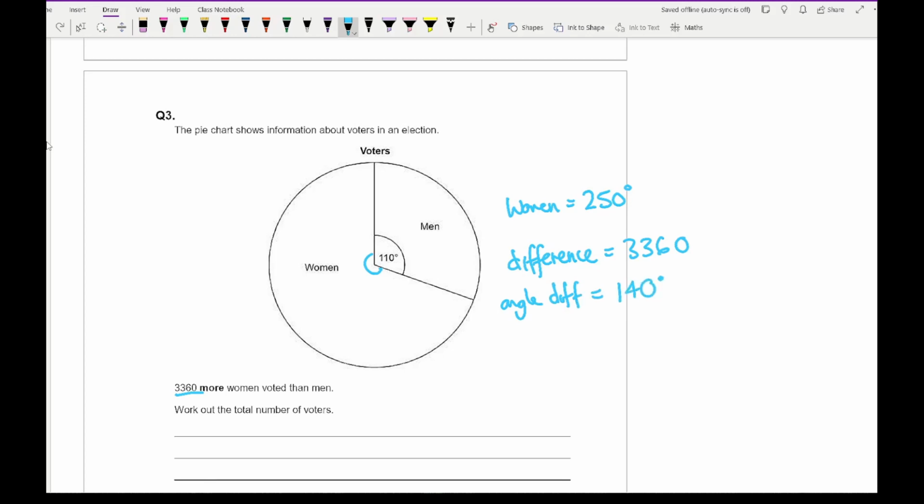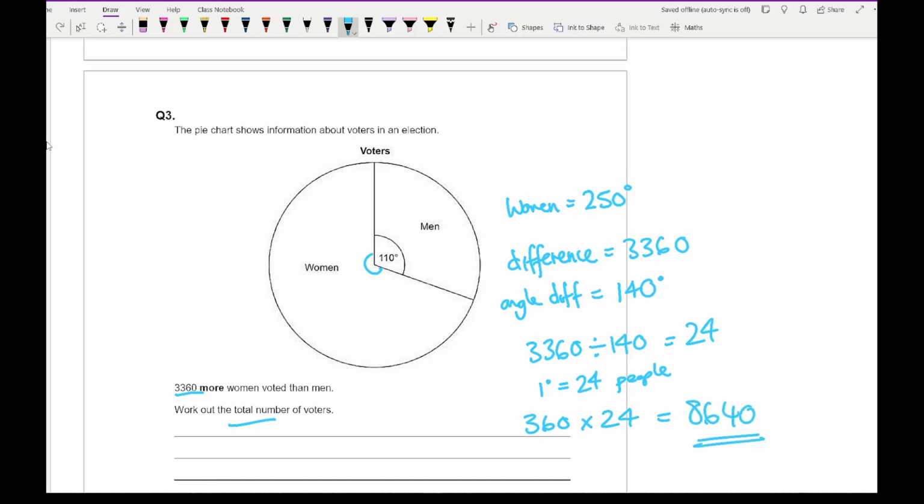So that means then, working out the difference, we do 3360 divided by 140. So 3360 divided by 140 gives me an answer of 24. So that means that 1 degree equals 24 people. Now the question is asking for the total number. So we do 360 multiplied by 24, and typing that into the calculator, I get an answer of 8,640.